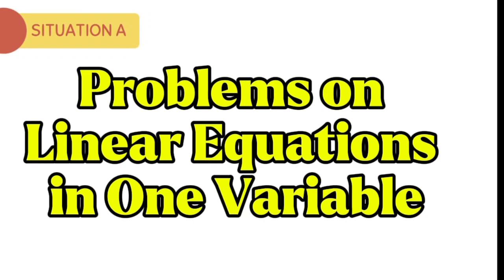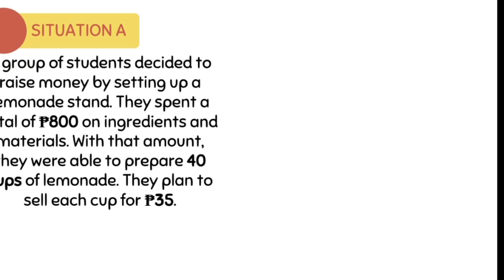Problems on linear equations involving one variable. Situation A. A group of students decided to raise money by setting up a lemonade stand. They spent a total of 800 pesos on ingredients and materials. With that amount, they were able to prepare 40 cups of lemonade. They plan to sell each cup for 35 pesos.